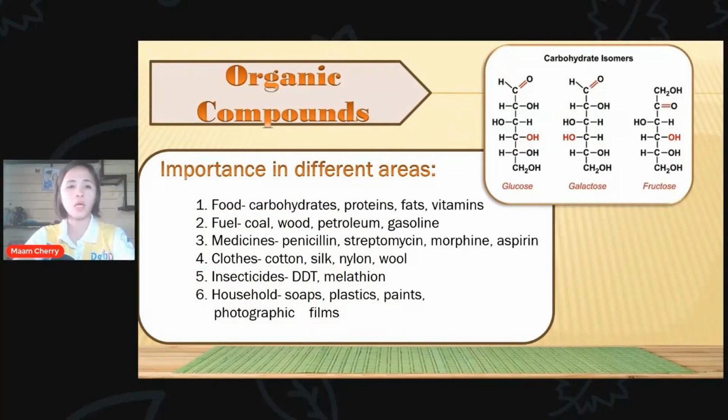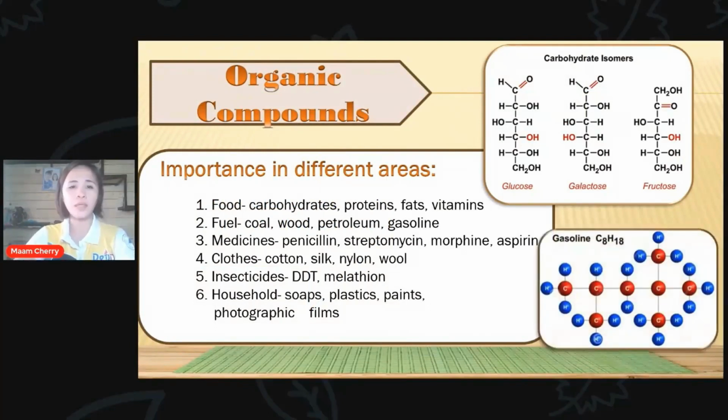Next, fuel. Coal, wood, petroleum, gasoline. Di ba ito yung mga araw-araw nating ginagamit? So madalas nating ginagamit sa araw-araw. I have here an example of expanded formula for gasoline. Ito po, titignan natin. C8H18, so meron siyang 8 na carbon and 18 hydrogen. Pag in-expand natin yung formula, pag binilang natin yung carbon dyan, 8, then 18 hydrogen.